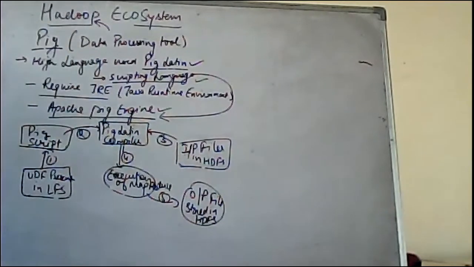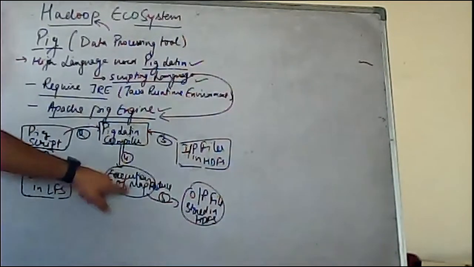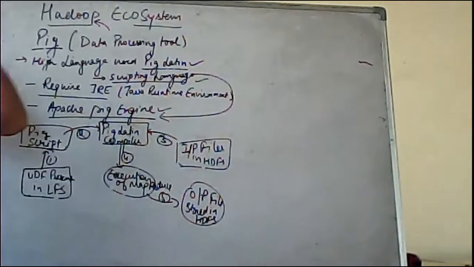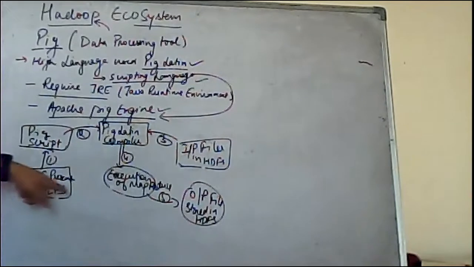MapReduce will convert your data into tuples, into key-value pairs. Then again it will reduce your data. Then there is the execution of MapReduce. That's why your Pig script is there.